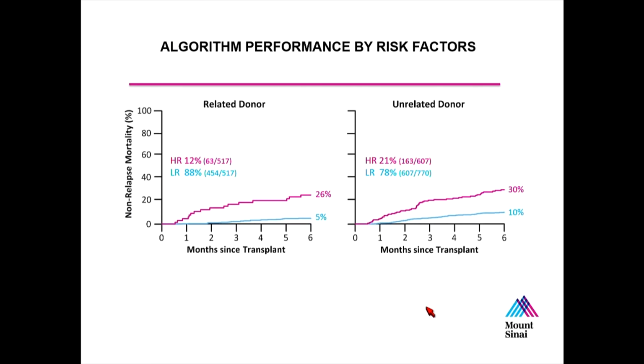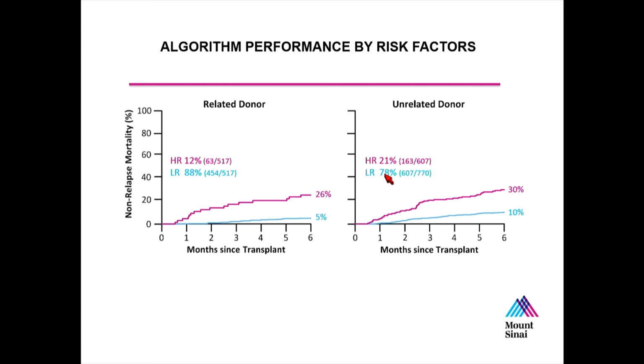If we look at individual pre-transplant clinical risk factors, such as related donor or unrelated donor, what we see is that the algorithm works equally well. So in the related donor group on the left, you see that the algorithm gives you again a 20% difference between mortality, and 12% of the patients are identified as high risk. Whereas in the unrelated donor group, you have again approximately 20% differences in NRM, but now we've identified 21% of patients as high risk.